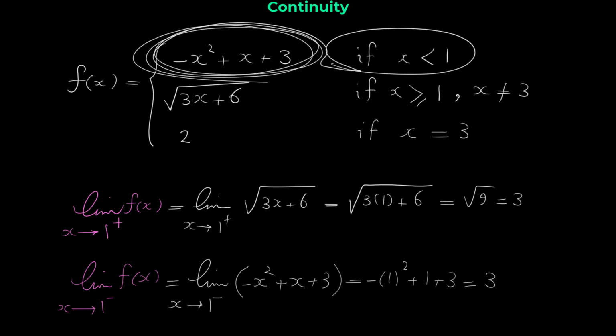As you can see, the left limit and right limit are equal to each other. So what can we conclude from this? We can conclude that the limit of the function f of x when x approaches 1 exists because the left limit and right limit are equal to each other.